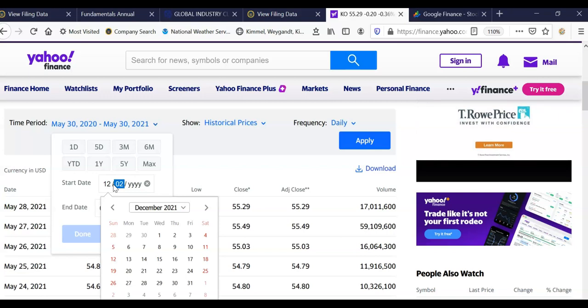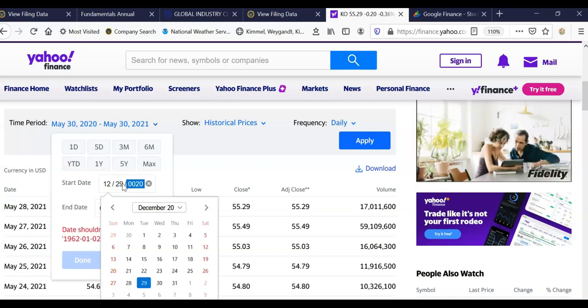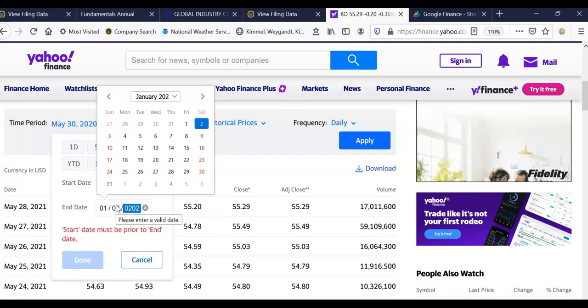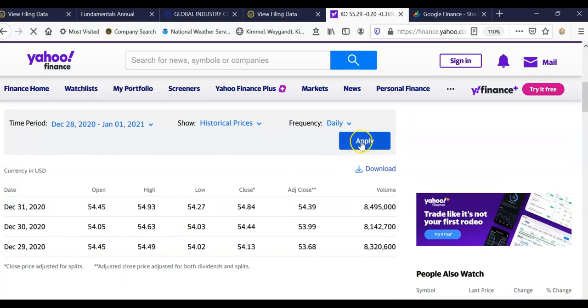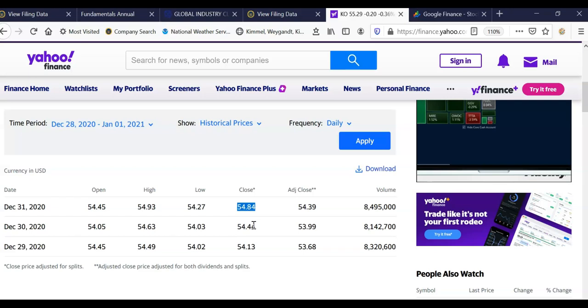So I'm going to put 12/29 to 2020 through the end date of January 1st or January 2nd, 2021, so that I make sure I get the most recent date before I hit apply. Oh, okay, so December 31st was a trading day. I want the closing price: 54.84.